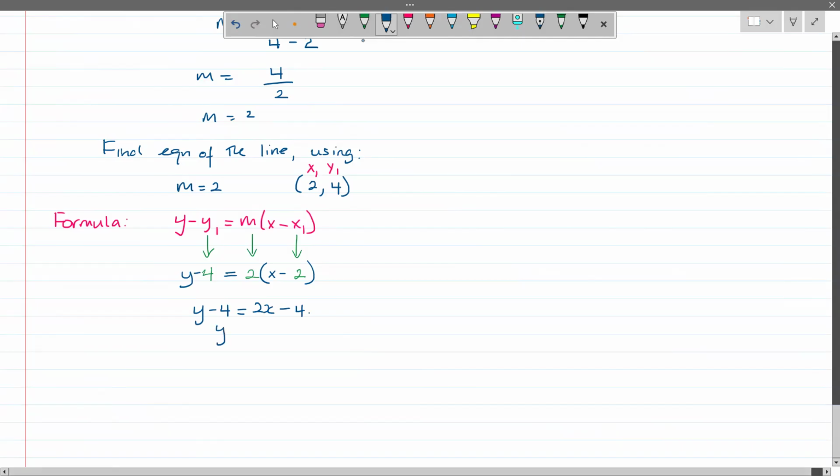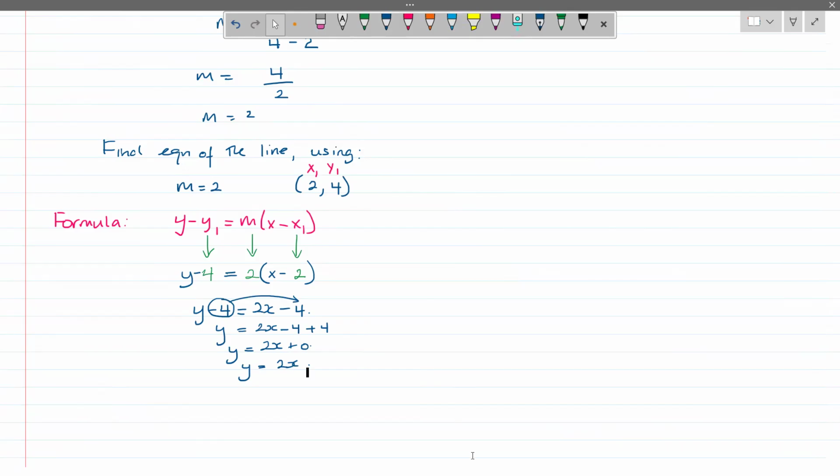Move this over our equal sign. We're going to get 2x. 4 minus 4 will give us 0. So the equation of this line is y is equal to 2x. And those are the two different ways where we could work out the equation of a line.